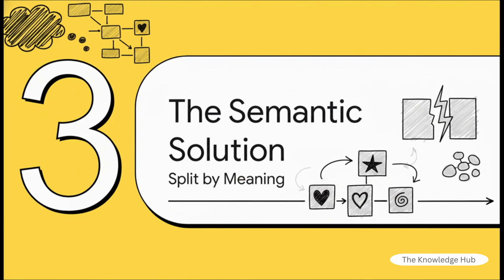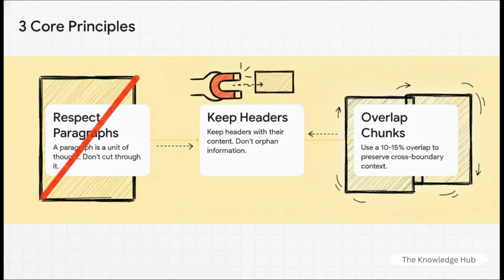So what's the fix? Well, it's this really elegant concept called semantic chunking. The whole idea is simple. Instead of splitting by some random number of characters, we're going to split based on the meaning and the structure of the text itself. And this whole approach is built on three really core principles.